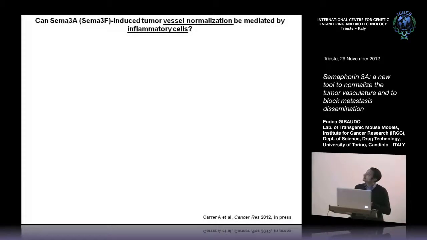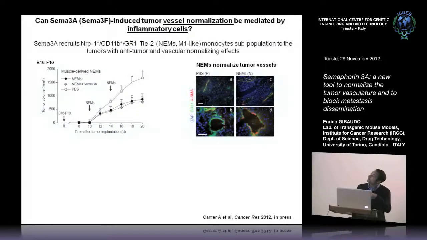They found that you can really assess that SEMA3A in tumors can recruit these NEMs, which are neuropilin positive, CD11b positive, Gr1 negative, type 2 negative. This population is more of an M1 phenotype that has an anti-tumor and pro-normalizing effect. And they tried several tumor types. It is an example of how you can take these NEMs recruited by SEMA3A and inject them into the tumor, and these NEMs have an anti-tumor effect. And by checking the tumor after the treatment with NEMs, you can see an increase of tumor vessel normalization.